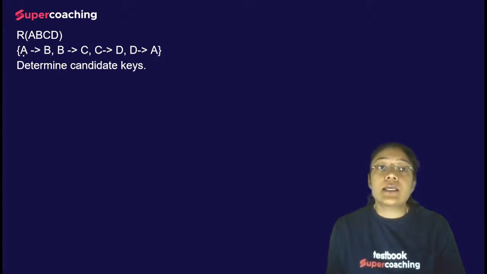Where will we start from? That is from the left hand side of the first functional dependency of the given dependency set. So here we are given that A determines B. So I'll find out A closure.